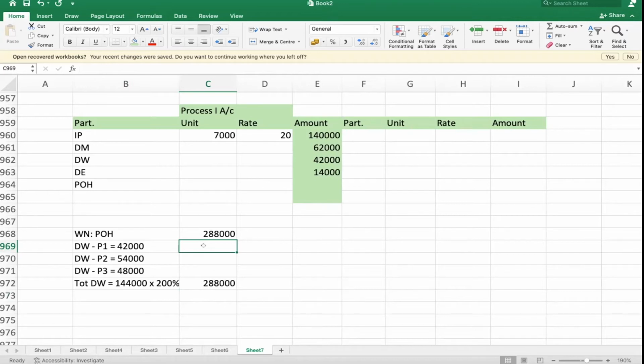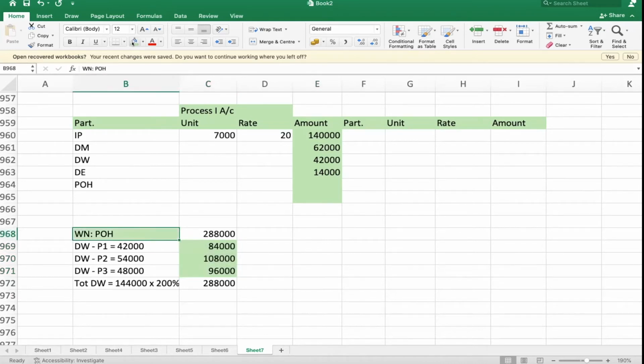42,000 into 2 is equal to 84,000. Similarly, 200% of 54,000 is equal to 1,08,000. And the last one, 96,000. Check it up. Yes, sir. Okay, the total comes to 2,88,000. So that is the working note for production overhead.